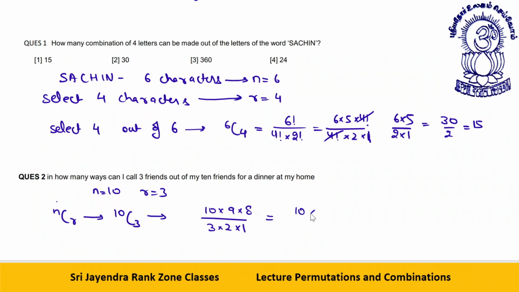So that will be like 10 into 3 into 4. 3 and 9 will cancel to give you a 3. 2 and 8 will cancel to give you a 4. That is 120 ways. Confirm it is clear to everyone. Okay. Let's take the next one.